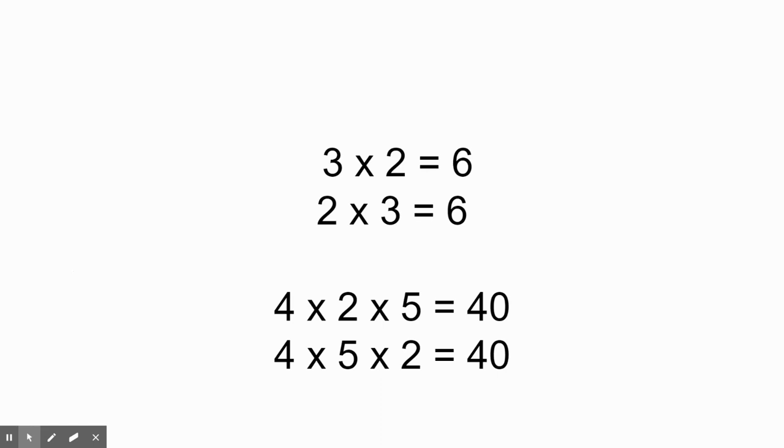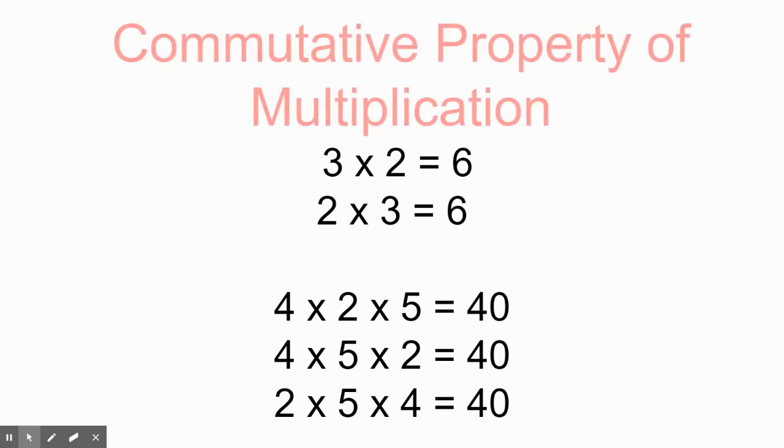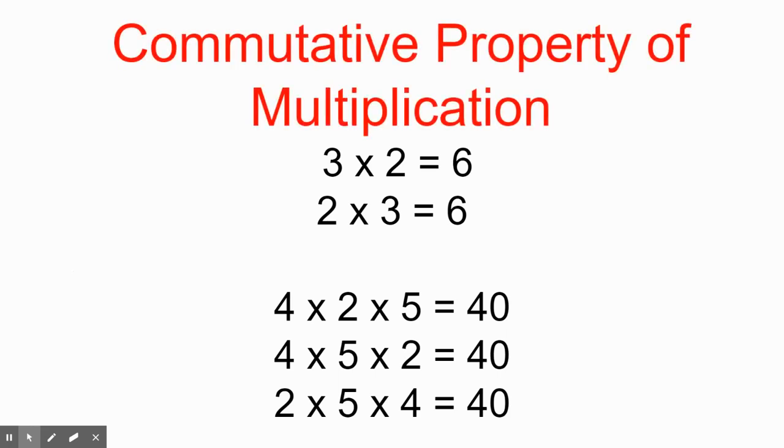What if I change it another time? What if I do 2 times 5 times 4? Well, 2 times 5 is 10, and 10 times 4 is 40. What I've just described to you is called the commutative property of multiplication, which means if I'm multiplying, I can put the factors, the numbers that are getting multiplied, in any order I like, and I will still get the same answer.